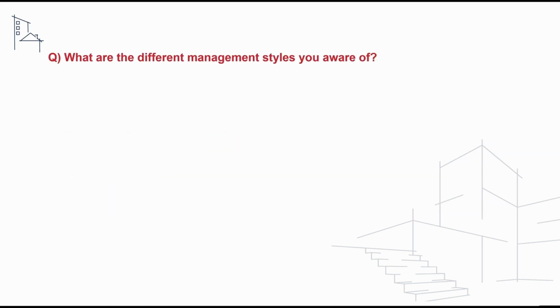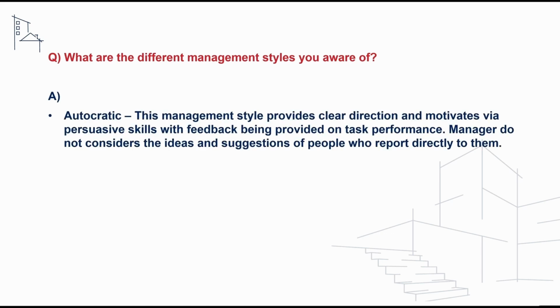The next question we'll take a look at is what different management styles are you aware of? And to address this, first of all, we could make reference to an autocratic management style, and this management style provides a clear direction and motivates via persuasive skills, with feedback being provided on task performance. And managers typically do not consider the ideas and suggestions of people who report directly to them.